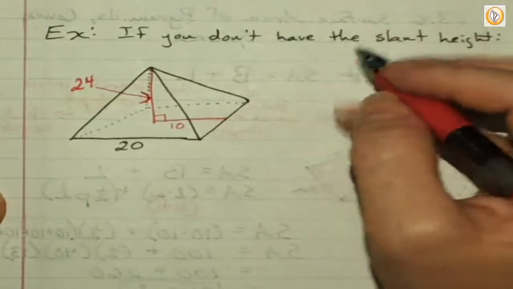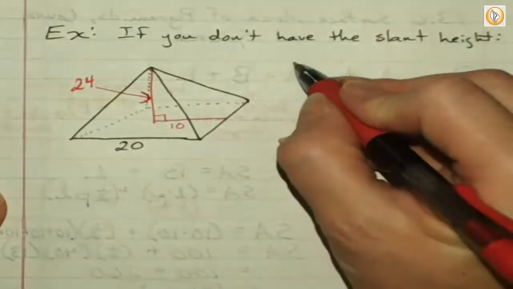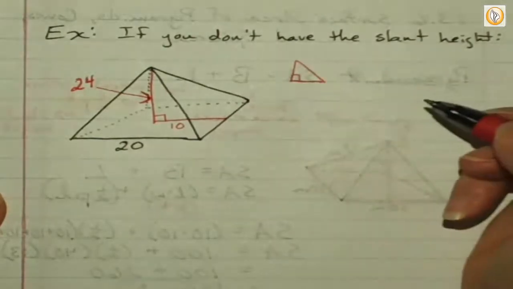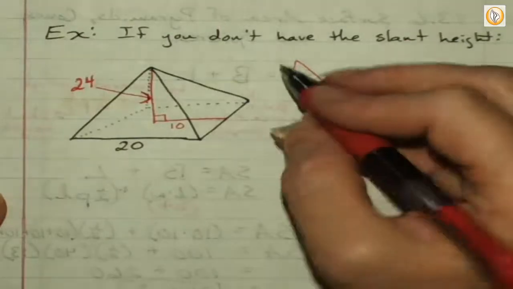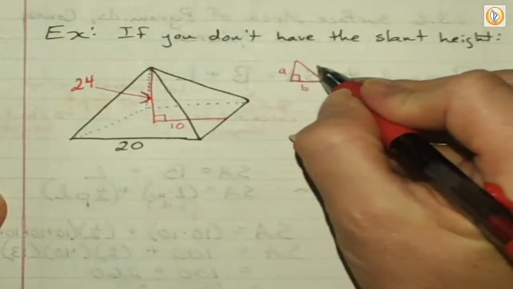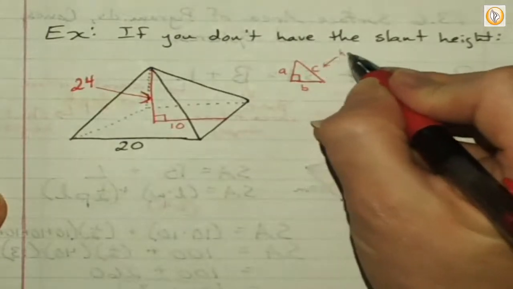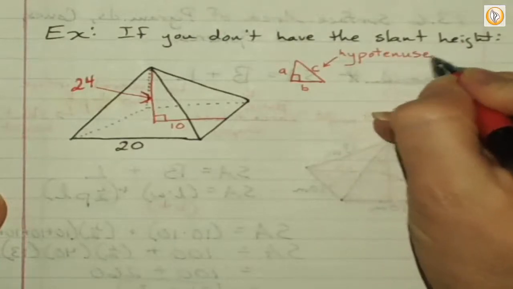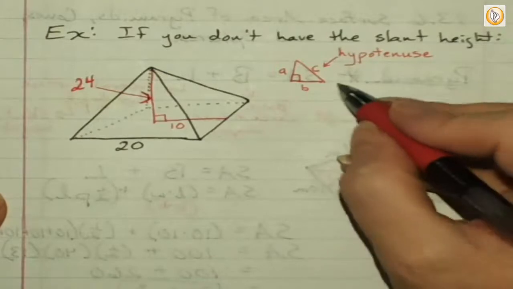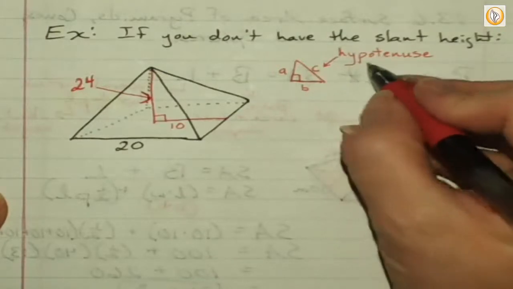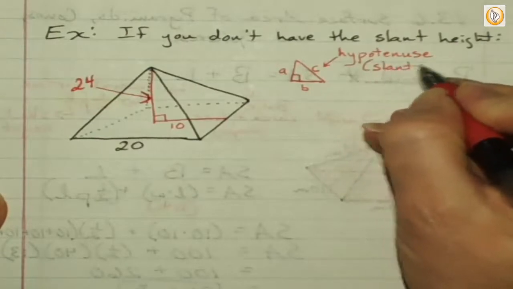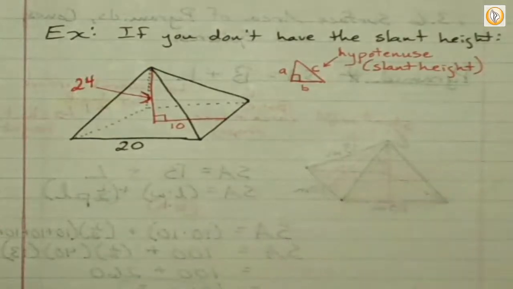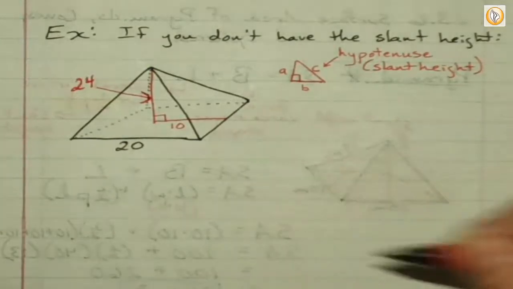So if you remember, if you have a triangle that is a right triangle, this is your hypotenuse. That is also, if you look, the slant height. Y'all see that? Now we need to do A squared plus B squared.